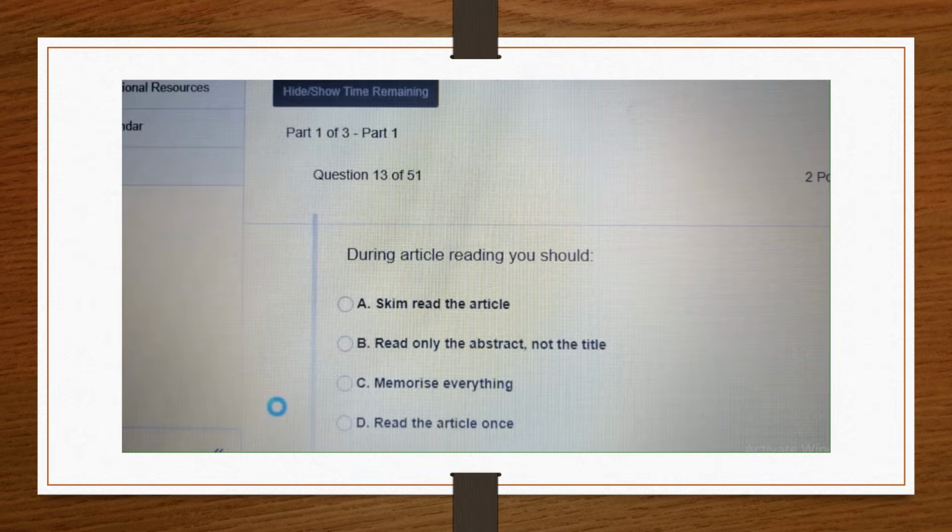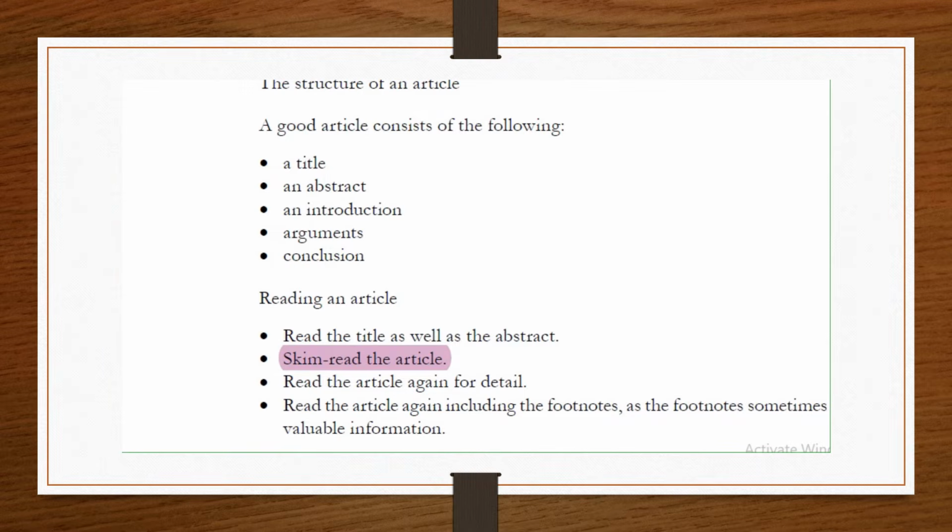13. During article reading, you should... The answer is A. You should skim read the article. Let's check that out on page 63 of our guide. Reading an article, skim read the article. Straightforward.